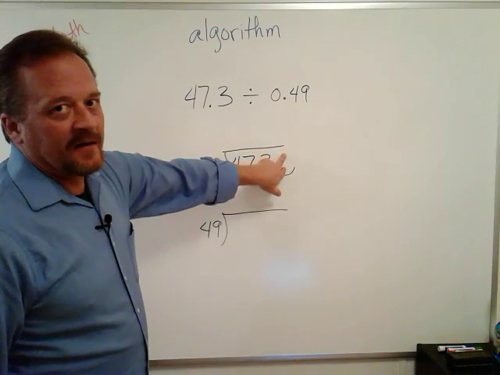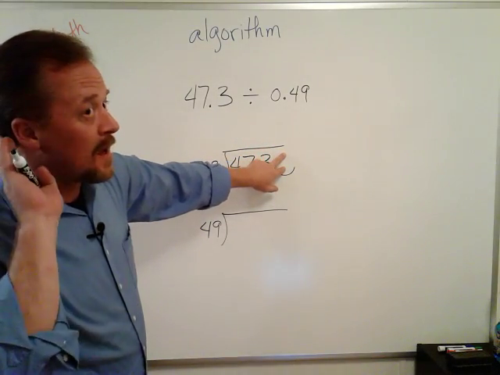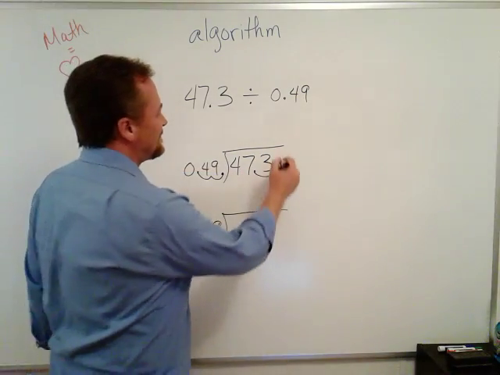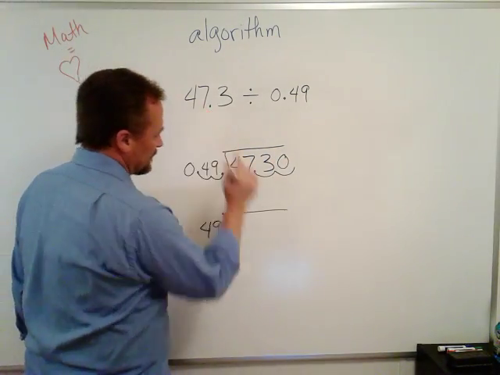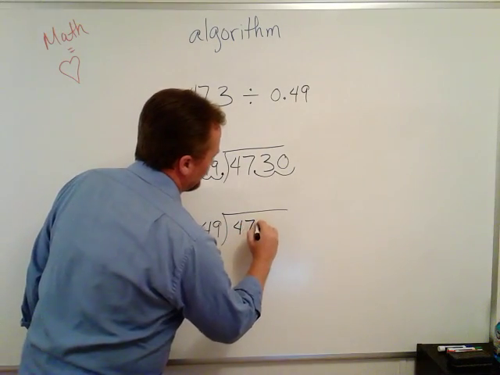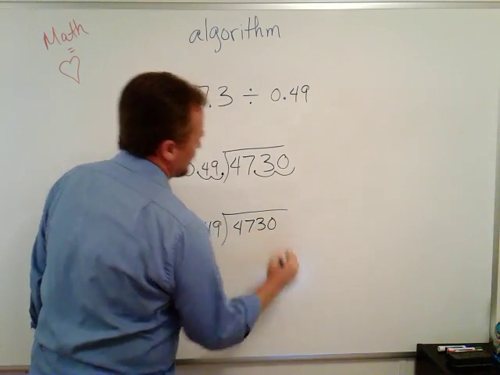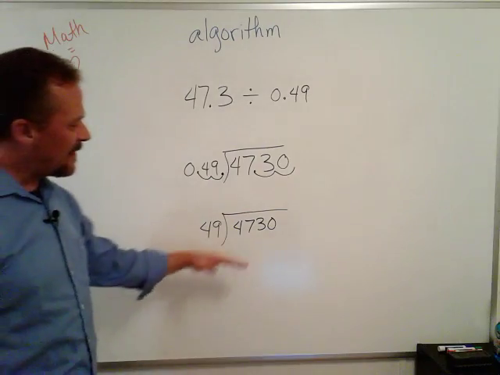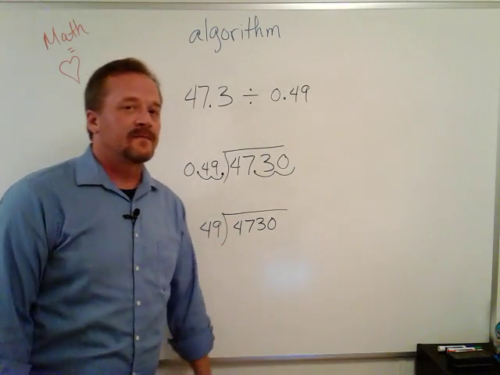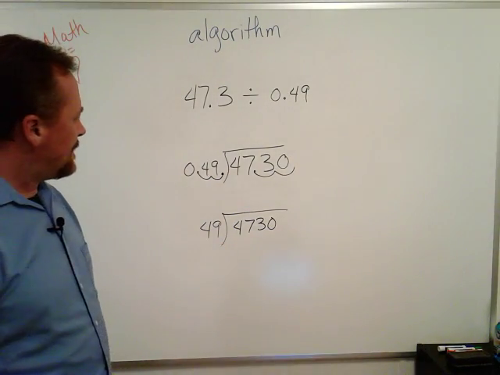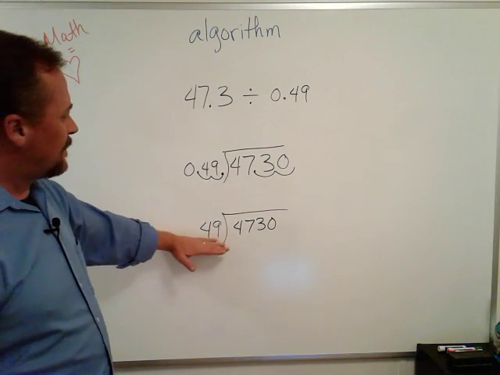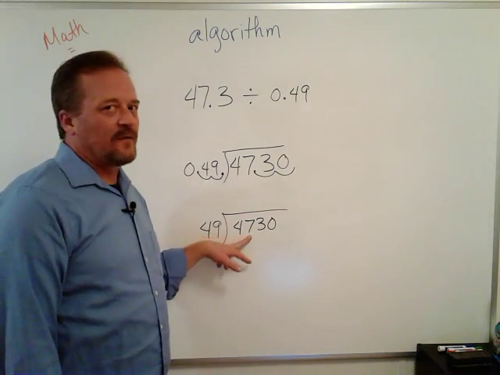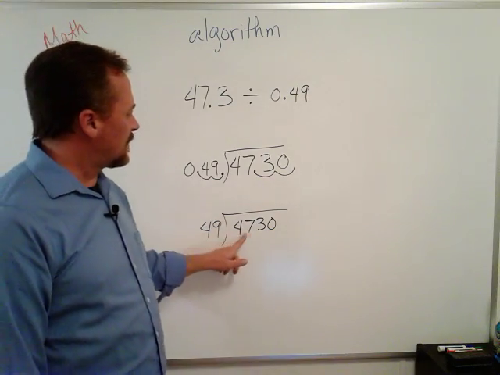And there's an empty spot here, which I can fill in with 0. And if I rewrite this number, instead of 47.3, I actually have 4,730. And now I have a division problem I can work with, okay? 49 can't go into 4, obviously. 49 doesn't quite fit into 47, but 49 does fit into 473.